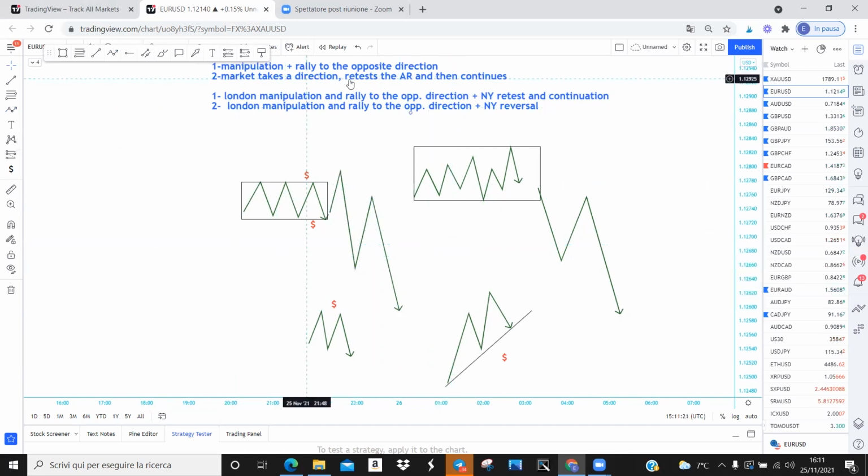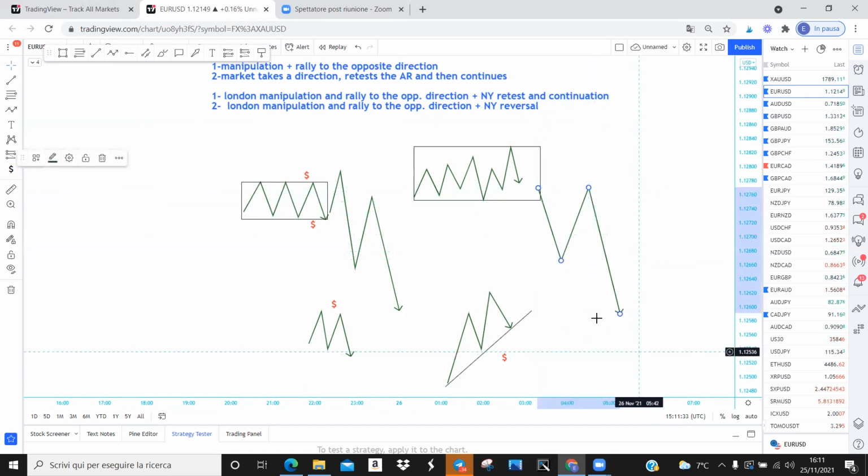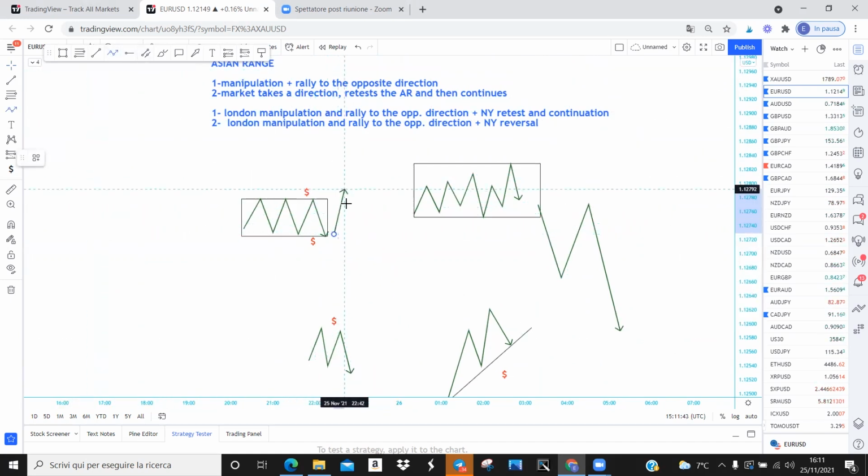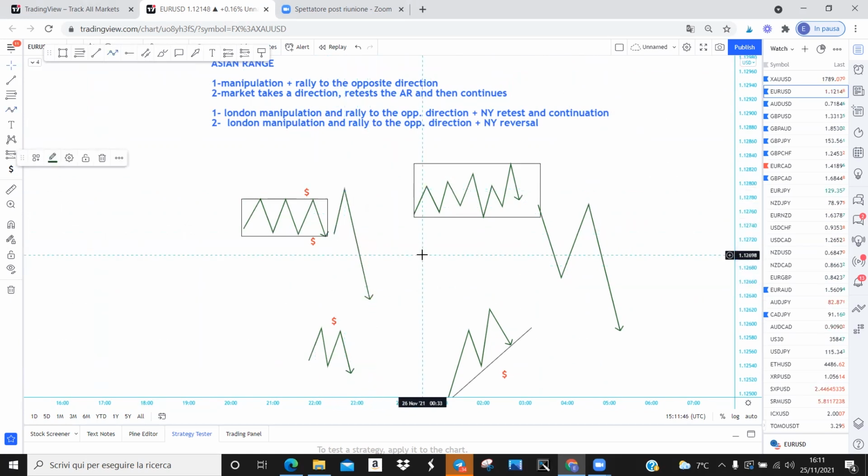Then we have the market takes a direction and retests the Asian range and then continues. So instead of manipulating and then taking a direction, it just takes a direction, retraces to retest the Asian range and continues. Or just basic, which was the first one: manipulation and rally to the opposite side.